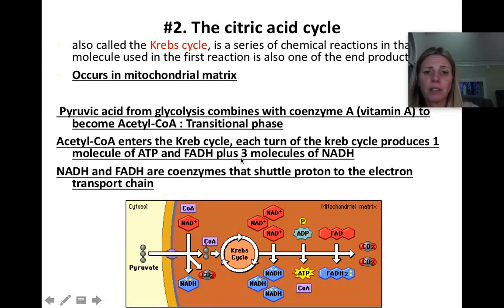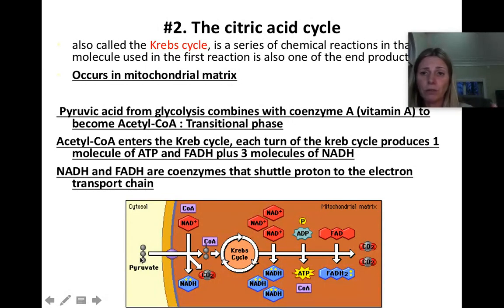Acetyl-CoA enters the Krebs cycle. Each turn of the Krebs cycle produces 1 molecule of ATP and FADH2 plus 3 molecules of NADH. So really, if you're writing this down, the Krebs cycle's whole purpose is making this stuff. So yes, you see ATP, but that's not the whole point behind it. So for glycolysis, you make 2 ATP. The Krebs cycle, if I remember right, I think it's 2 ATP as well. It's 2 ATP, sorry. You'll be making 3 NADHs and 1 FADH2.